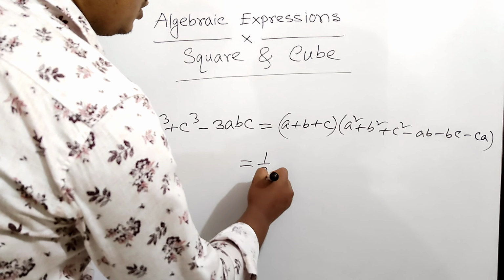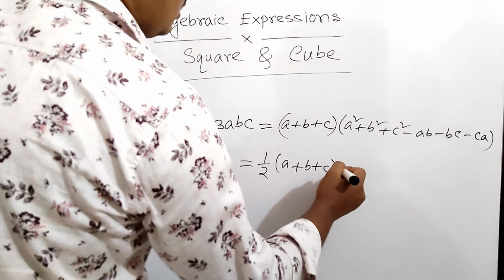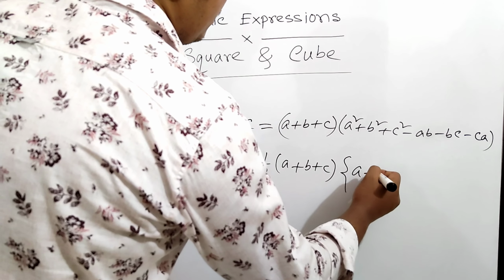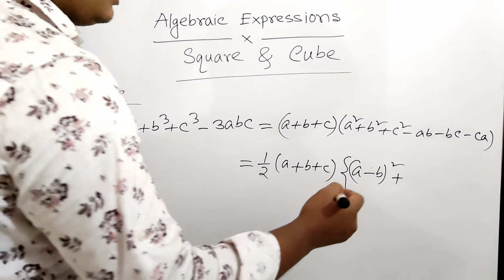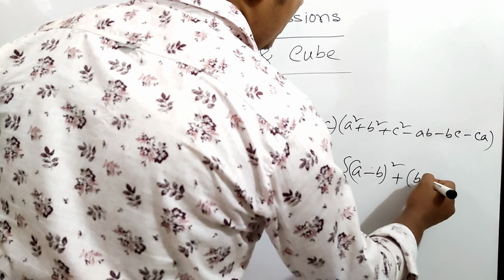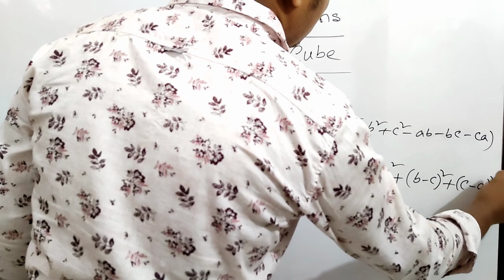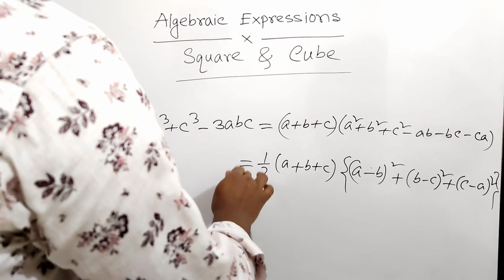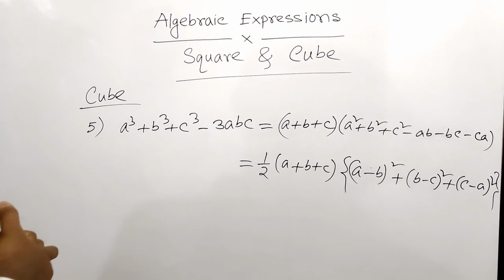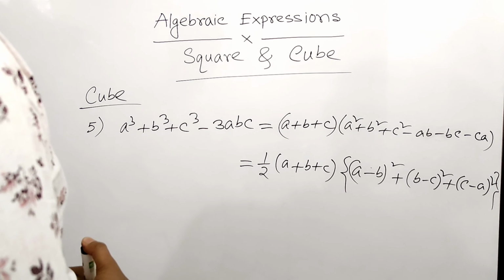and this formula can be written in another way, that is half into (a plus b plus c) multiplied by ((a minus b) whole square plus (b minus c) whole square plus (c minus a) whole square). That means you can use another form of this formula, that is half into (a plus b plus c) into ((a minus b) whole square plus (b minus c) whole square plus (c minus a) whole square).